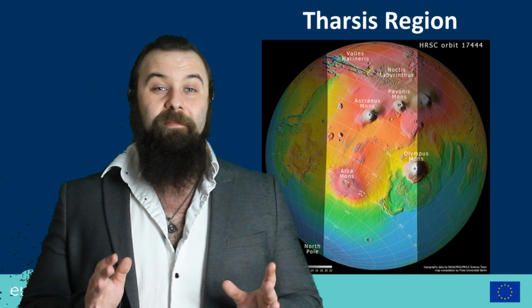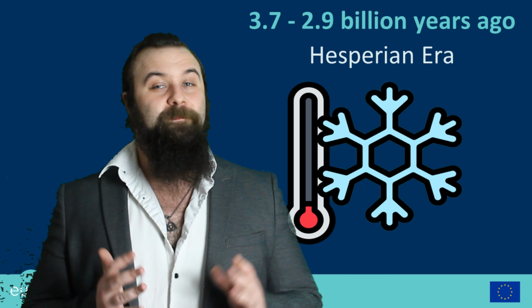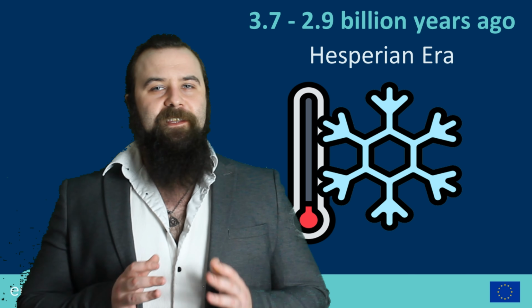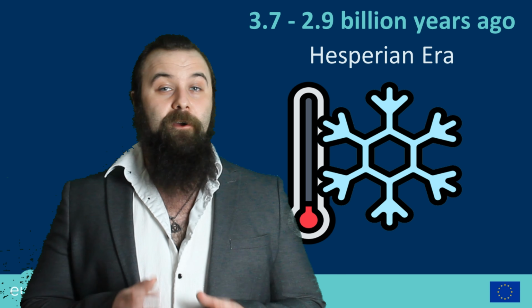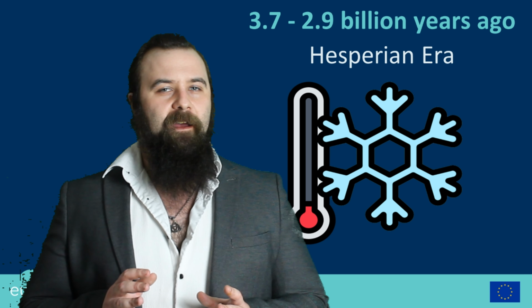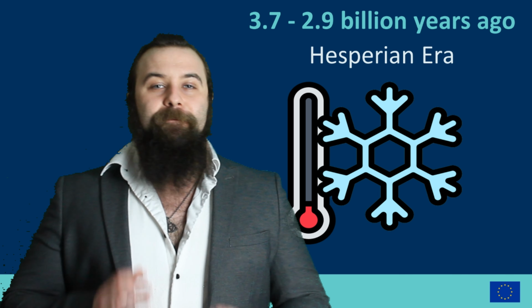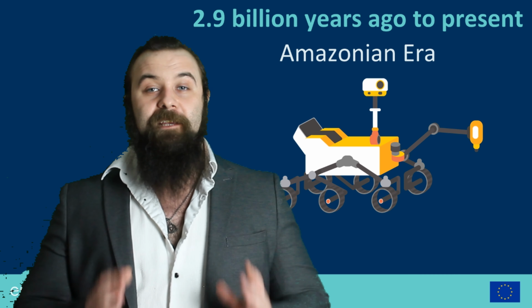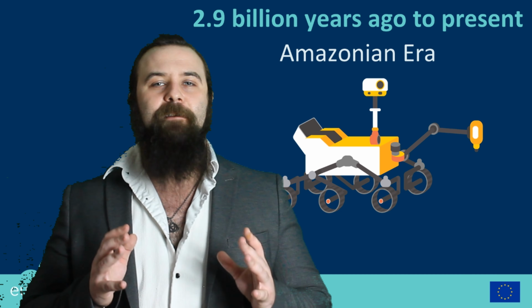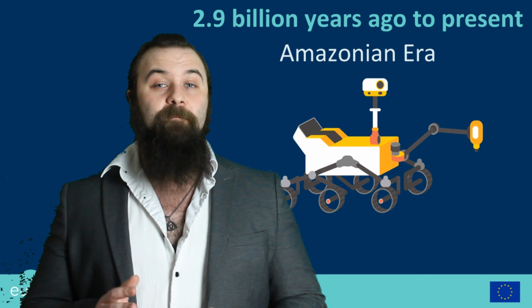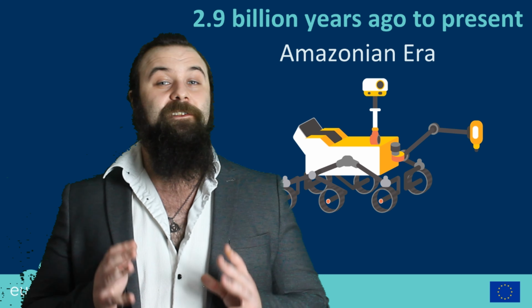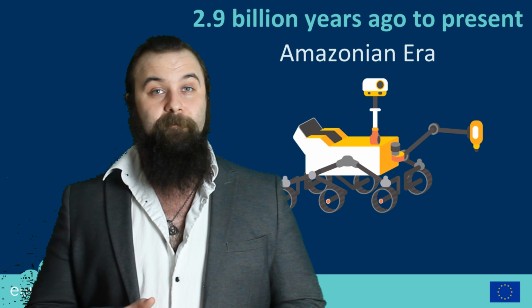Then we continue on through our timescale to the Hesperian era. This is the time when life on Earth first began. Mars, however, had its temperatures plummet to what we see it today. And finally, in our journey through the history of Mars, we arrive at the Amazonian era, the time period Mars has been in for the last 2.5 billion years.